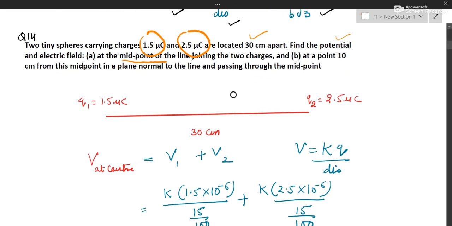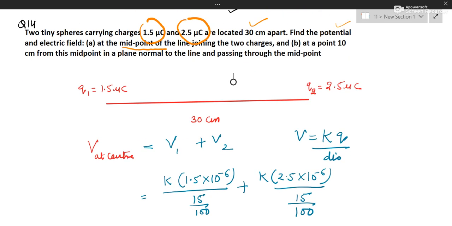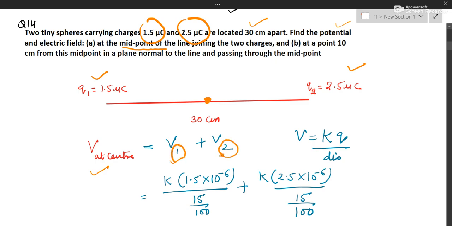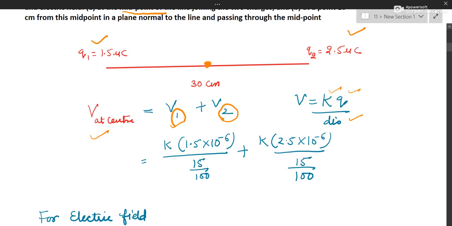So you can see the diagram. This is the first charge, this is the second charge. We have to find out the electric field and potential at the center. So potential is easy, a scalar quantity, so it will be direct addition: potential due to the first charge plus potential due to the second charge. Now you know the general formula, kq by distance. So just substitute k, charge with sign, by distance.